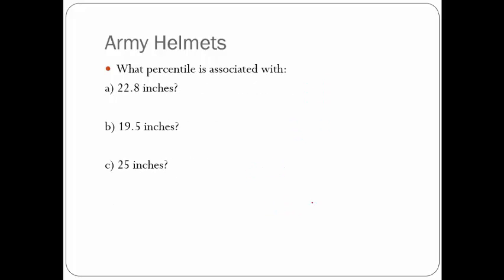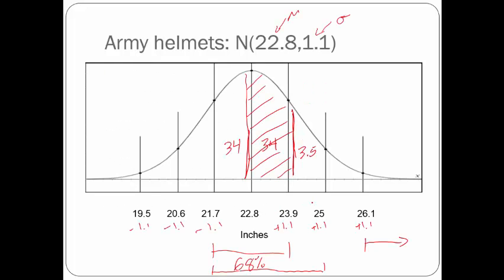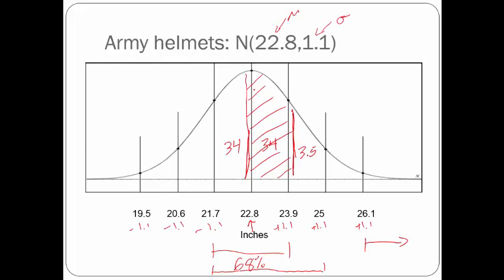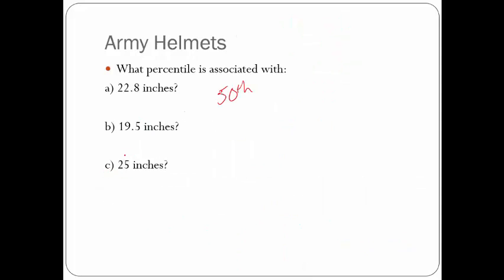And then if we want to talk about percentiles, what percentile is associated with 22.8? 22.8 is right in the middle, so that would be the 50th percentile. 19.5 is way down here. Remember, there's only 0.15% of the data down there, so that's the 0.15th percentile, very, very small.